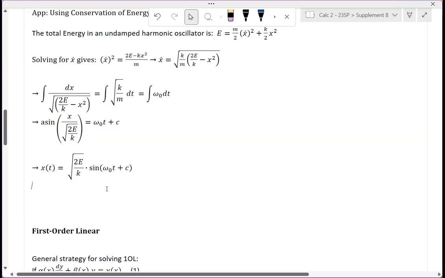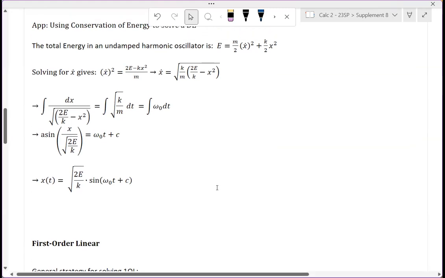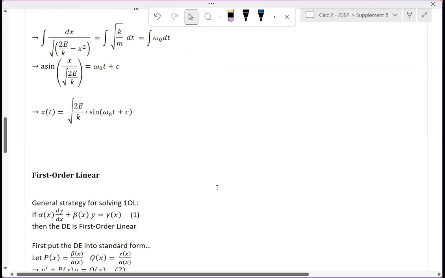So things like, say, a mass spring system would be modeled this way. Something like a pendulum under certain conditions might also be modeled approximately this way. Okay, so that is the supplemental material on separable equations.